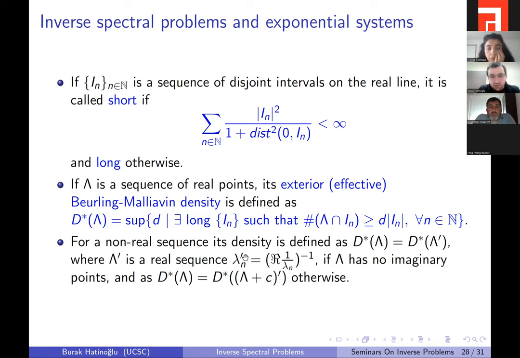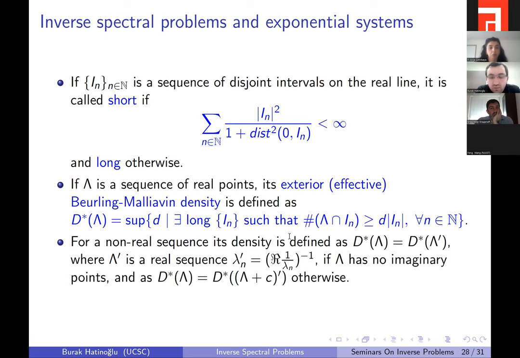And again, here, your sequence is some real sequence, but you can also extend this definition to non-real sequences. Simply what you do is you consider 1 over the complex sequence, consider the real part, and then again take the reciprocal, and you introduce this new real sequence. Then its Beurling-Malliavin density will be the same as the original sequence. So that's how you handle complex sequences.